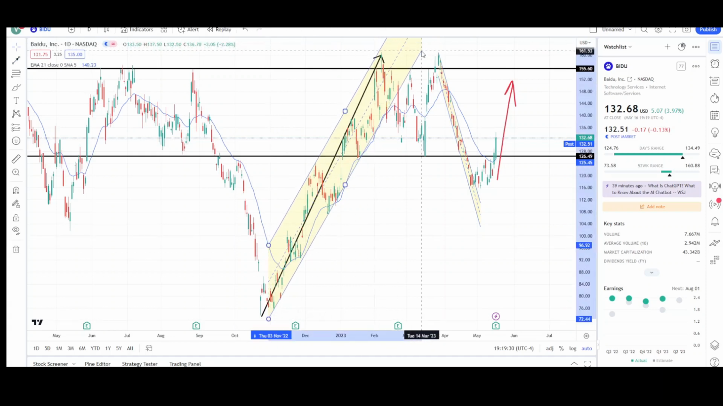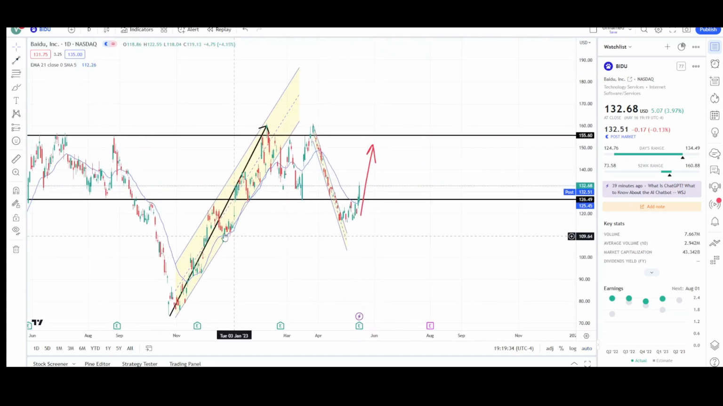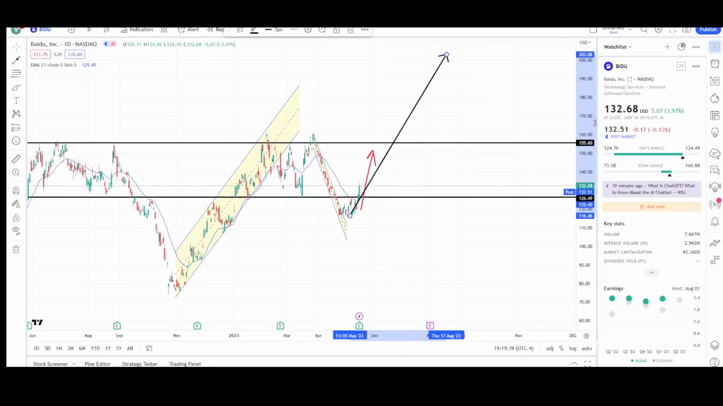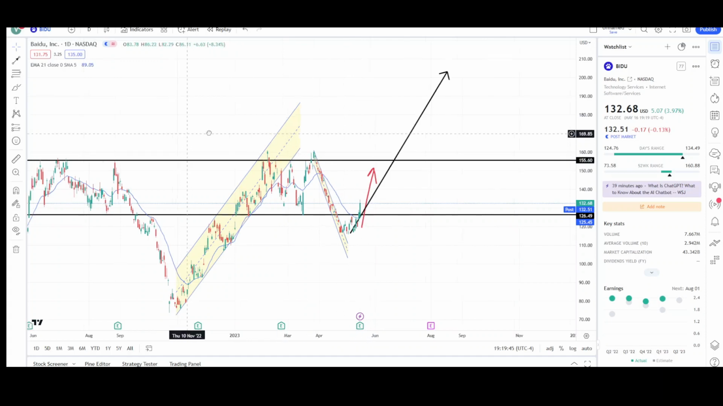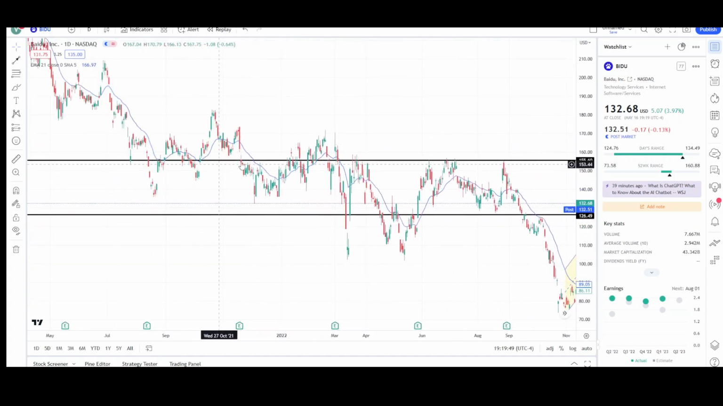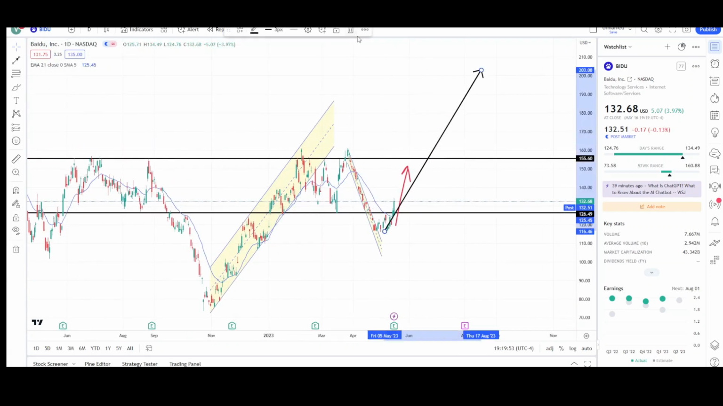Let me adjust this channel so it fits better, so you can see how well this channel is fitting against the price action. So if we do another leg up, like from the past, if I move it over here, that will take Baidu to the 200s. So we'll see if that occurs. It first needs to break out past that 156 level, which has been a very strong resistance for a couple of years now. So we'll see if Baidu can first get up higher to the 150s, and then we'll see if it can break out.